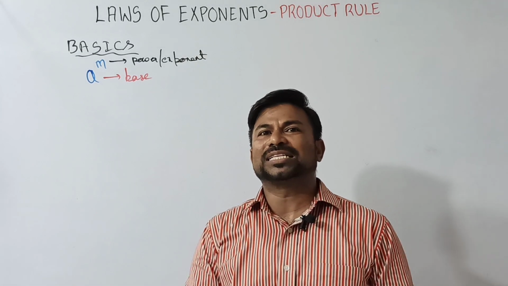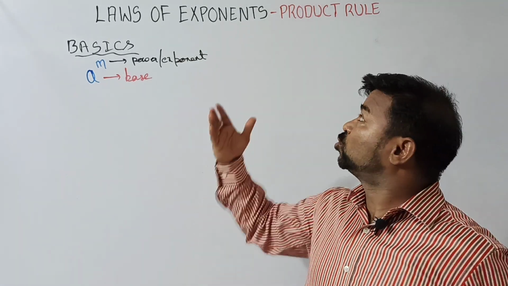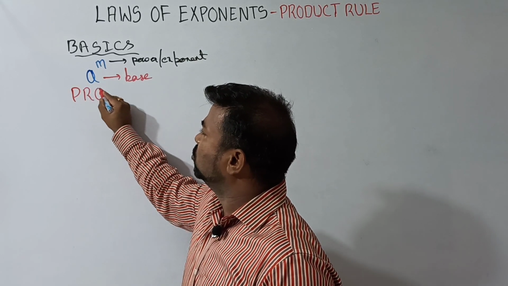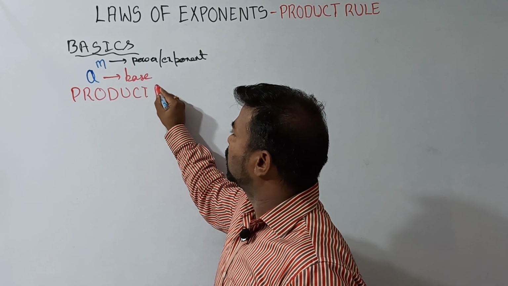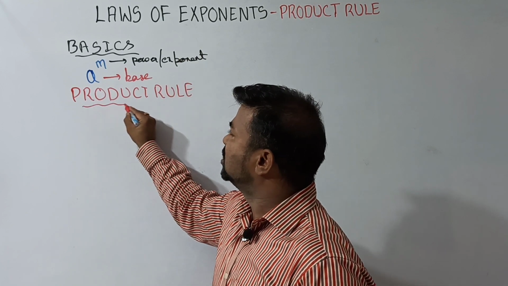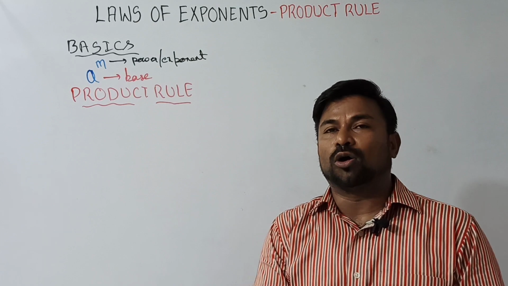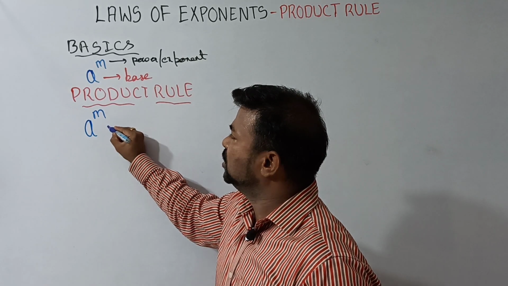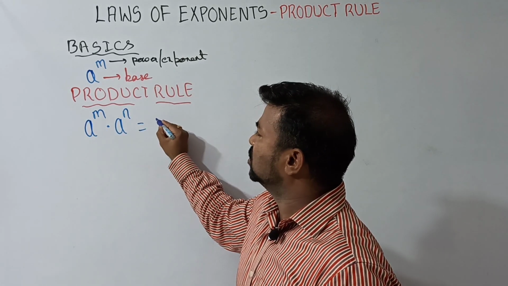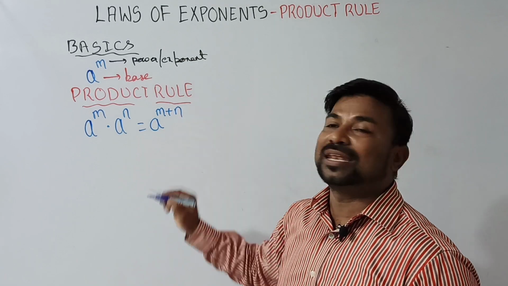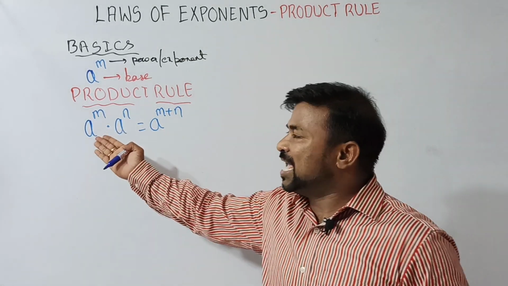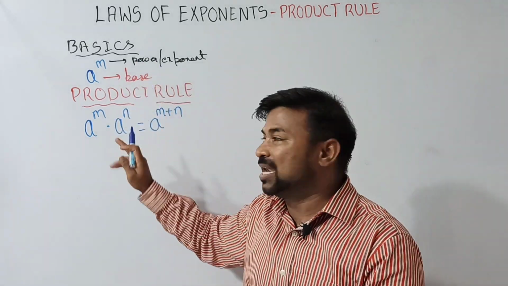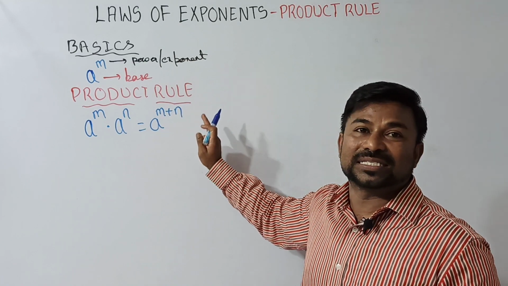Now let's apply this concept with the actual rule we are going to discuss today, that is the product rule of laws of exponents. This is the topic for the day. Let me explain the formula first. It's a to the power m into a to the power n equals a to the power m plus n. This is the law for us.